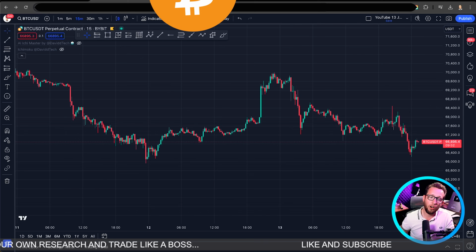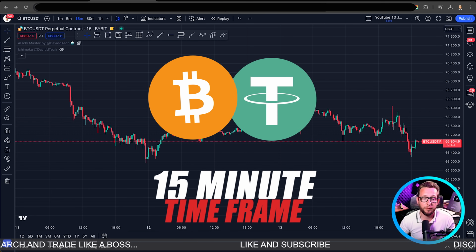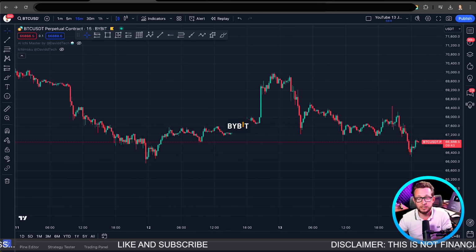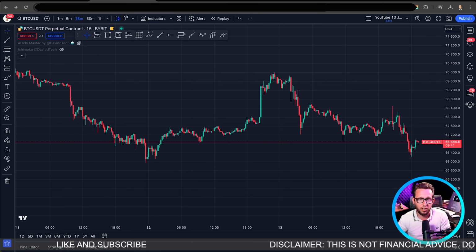Okay, here we are on BTC USDT on the 15-minute time frame using data from Bybit. As you can see, I'm on a clean chart. I'm now going to start adding the indicators.